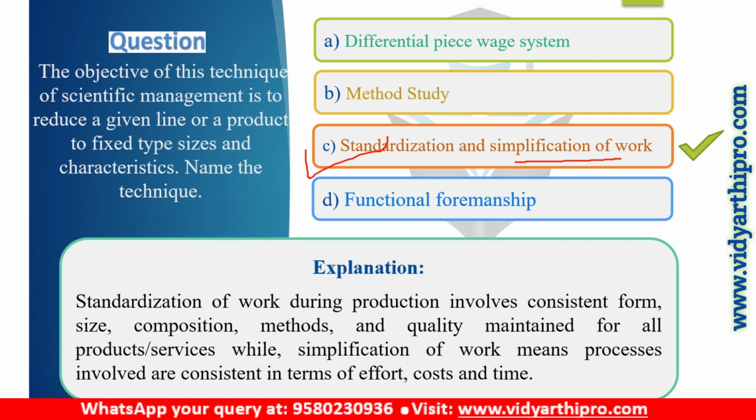ये एक ऐसा ऑब्जेक्टिव ऑफ दिस टेक्निक है कि साइंटिफिक मैनेजमेंट इज टू रिड्यूस अ गिवन लाइन और अ प्रोडक्ट टू फिक्स्ड टाइप, साइज एंड कैरेक्टरिस्टिक्स. Standardization of work during production involves consistent form. Standardization का मतलब होता है कि consistent form, size, composition, methods क्या क्या हैं, and quality maintain. Quality को maintain रखना होता है for all products और services, while simplification of work का मतलब होता है कि जो process होता है involve are consistent in terms of efforts, cost and time.